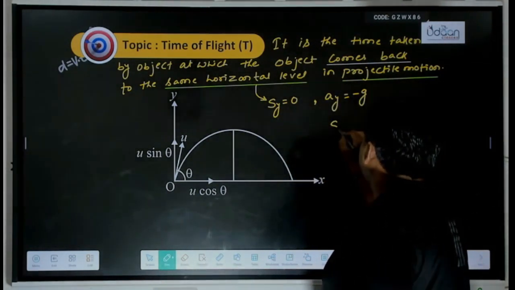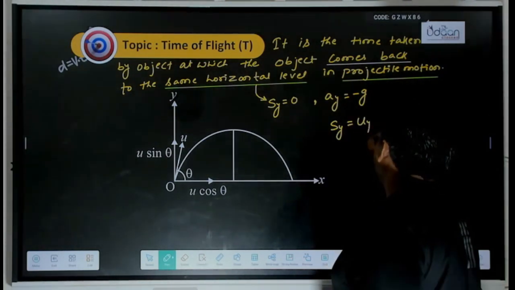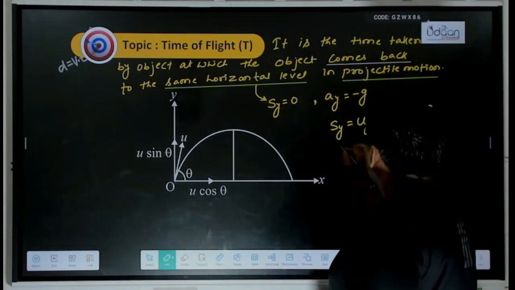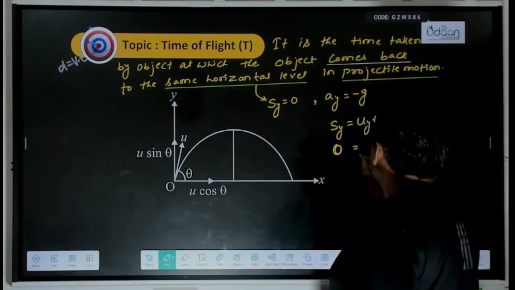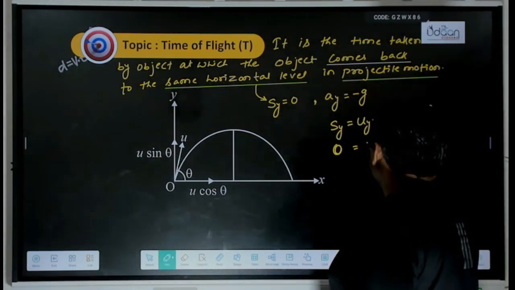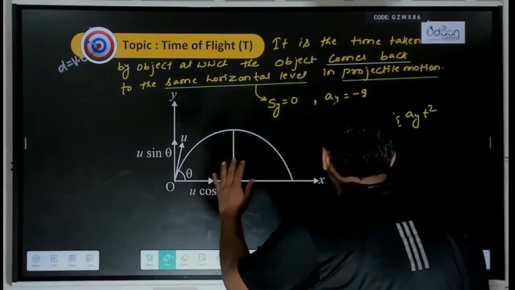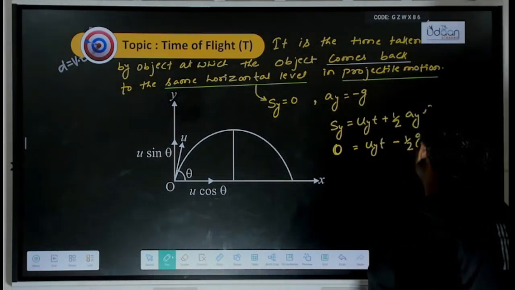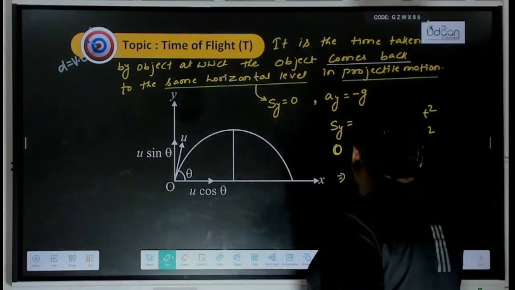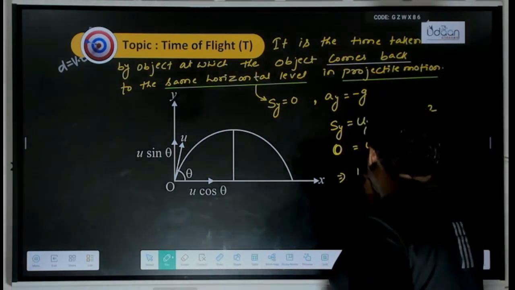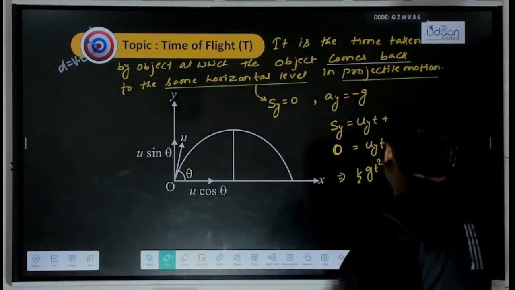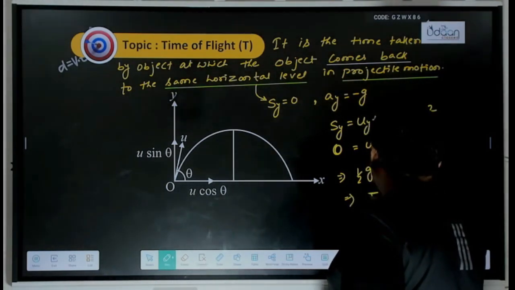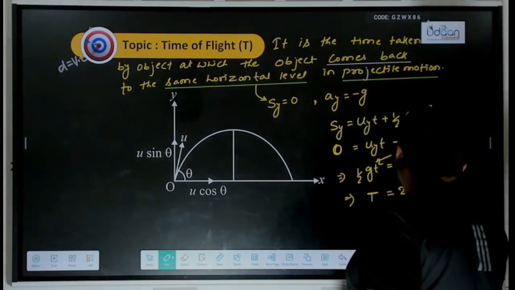So we apply it this way. Sy equals uy t plus half ay t square. Putting displacement in y as 0, and uy is u sin theta, we get 0 equals u sin theta t minus half g t square. So half g t square equals uy t. The t cancels out with one power of t, and the time you get is 2uy upon g.